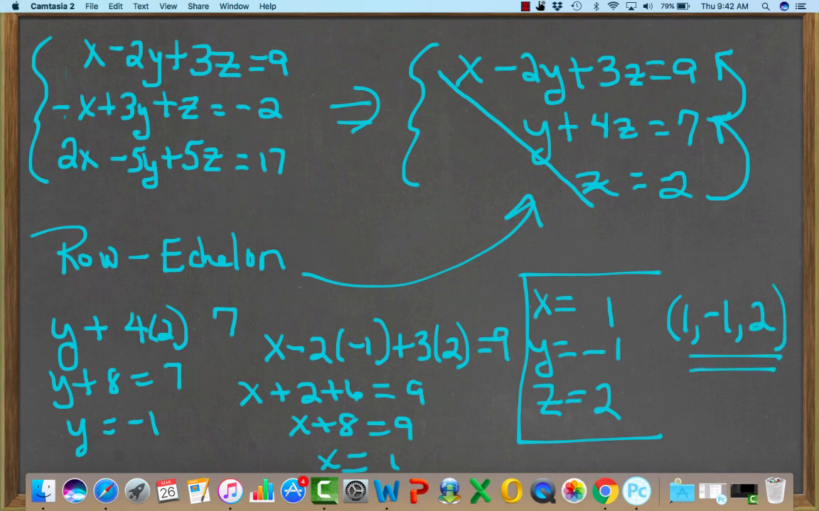And one of the things I noticed as I've graded some of your papers is that you're not writing your final answers as ordered pairs, or now as ordered triples, and you should.